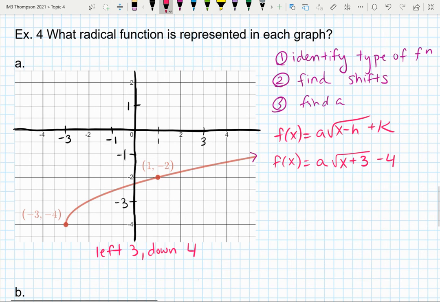So that takes care of 1 and 2. Now I have to find a. This is going to take some algebra. To find a, I'm just going to plug in some point, just like we've done for quadratics. You can plug in whatever point lies on the graph that you want. There's one clearly identified, so that looks like a good one to pick.